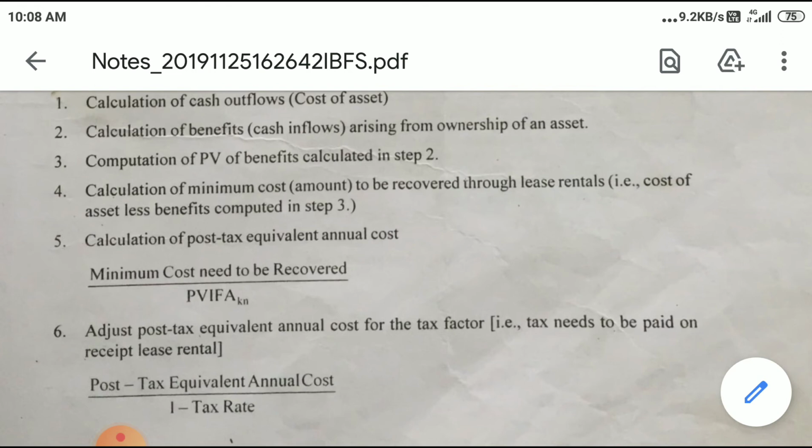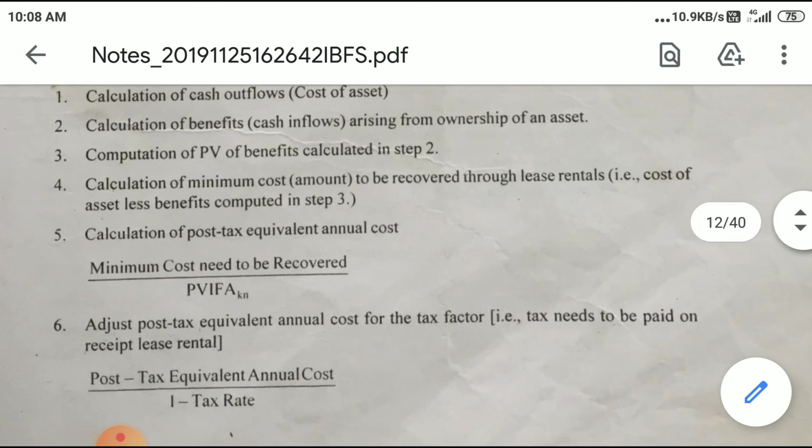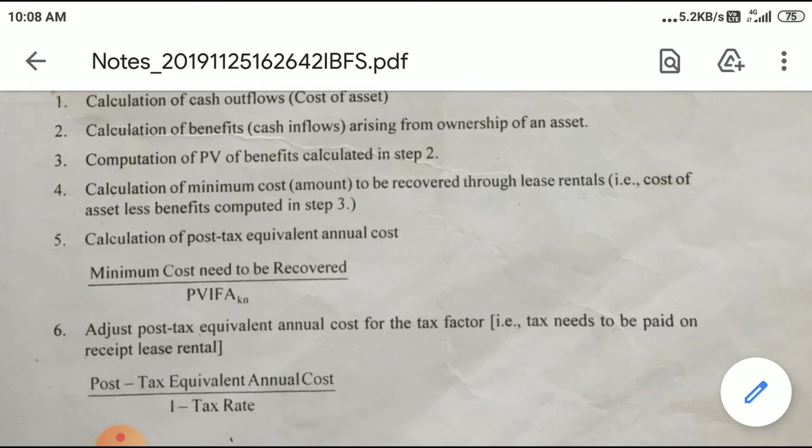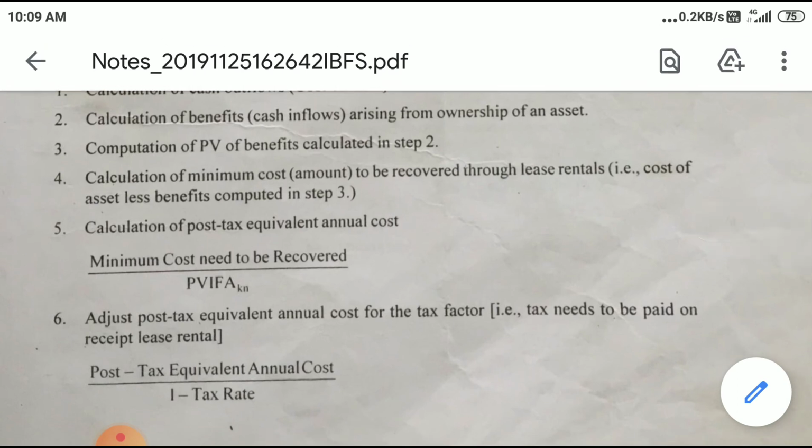Then calculation of post tax equivalent annual cost. We need to go for this fifth step. The formula we have to use: minimum cost to be recovered, which means step number 4, divided by PVIFA(R, N), rate of interest and number of years. In the present value interest factor of annuity table, you find the percentage and the number of years given, and you will get a decimal amount. You divide the minimum cost to be recovered by it, and that amount is called the post tax equivalent annual cost. That is step number 5.